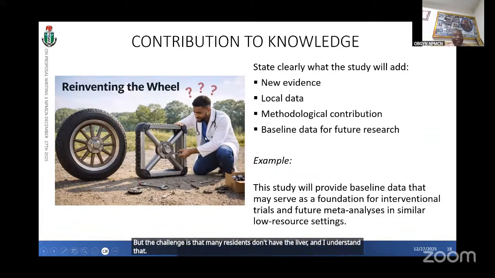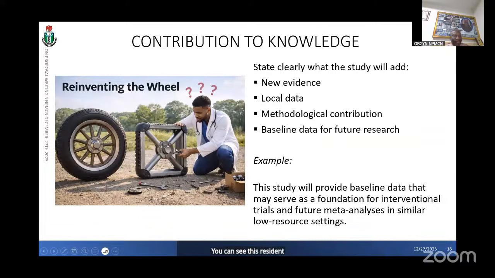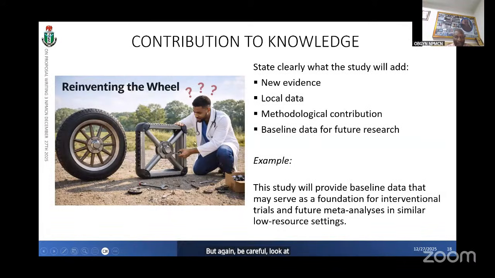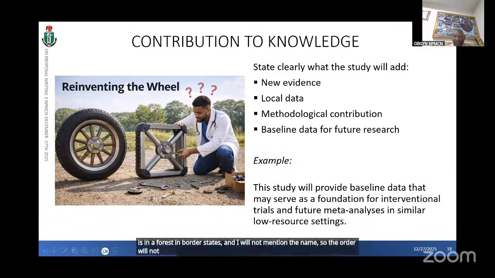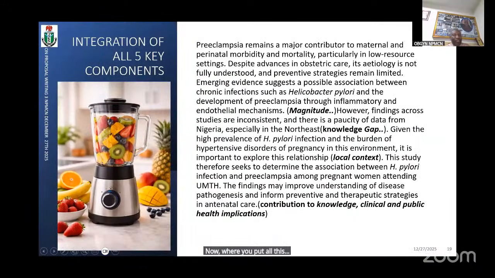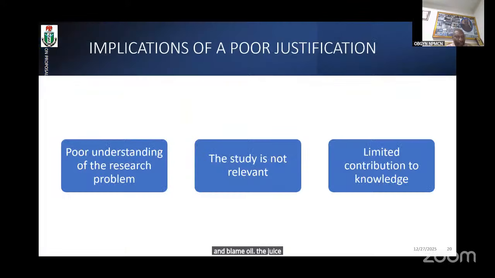You can see this resident doctor reinventing a wheel. And some would believe that, well, this looks better than this. But again, be careful, look at the environment why he's inventing the wheel. It's in a forest in Borno State, and I will not mention the name so that others will not log out of fear. Now, when you put all these 5 key components together, the magnitude, the knowledge gap, the local content, contribution knowledge, and blend all, the juice will be mouth-watering.